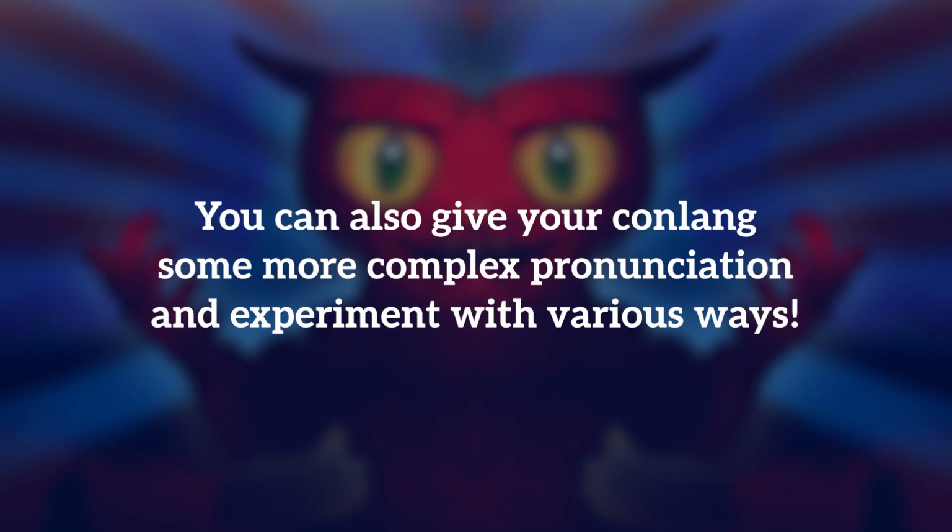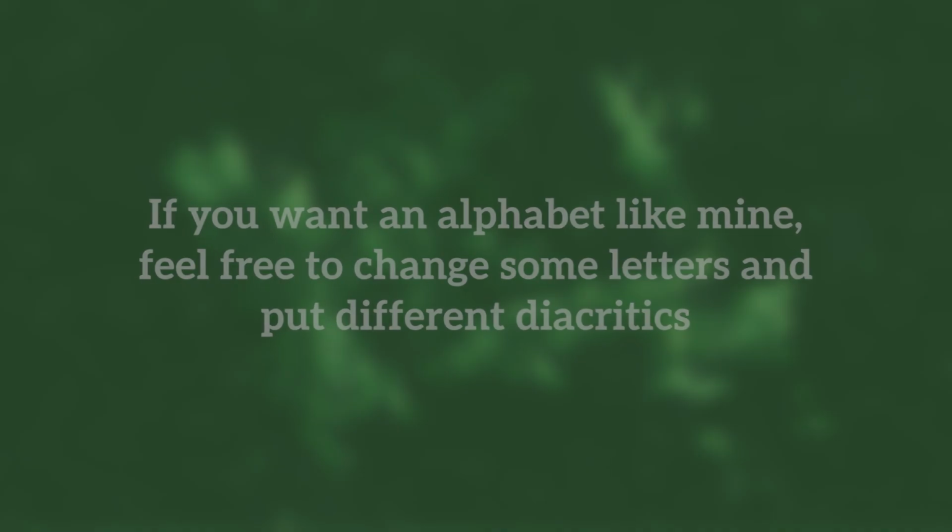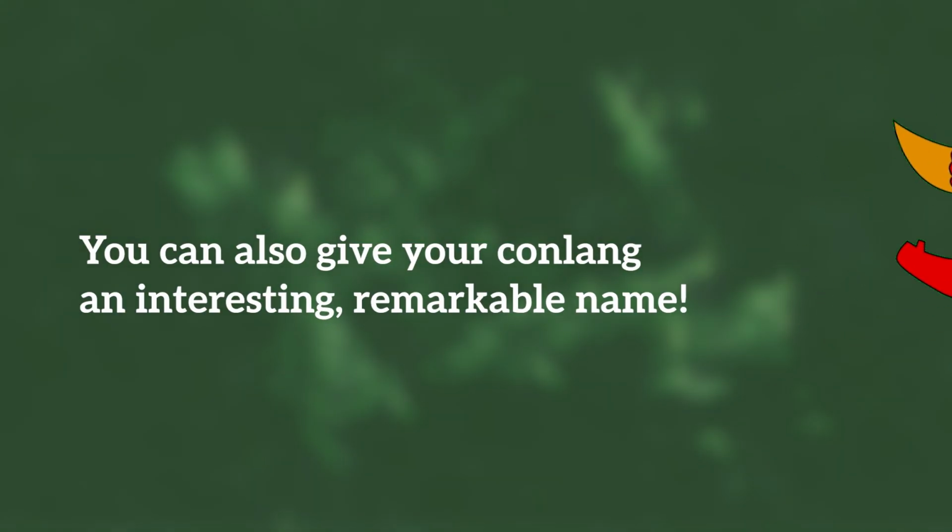You can make something different for your language, so you can experiment with various kinds of pronunciation. If you want an alphabet like mine, just make sure to give some differences when the vowel is uppercase, because that can make pronunciation much easier for a person who is listening to your language. You can also give your language an interesting, remarkable name, like I did for my language, Apsognian language.